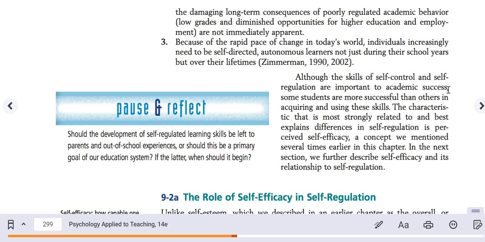Although the skills of self-control and self-regulation are important to academic success, some students are more successful than others in acquiring and using these skills. The characteristic that is most strongly related to and best explains differences in self-regulation is perceived self-efficacy, a concept we mentioned several times earlier in this chapter. In the next section, we further describe self-efficacy and its relationship to self-regulation.